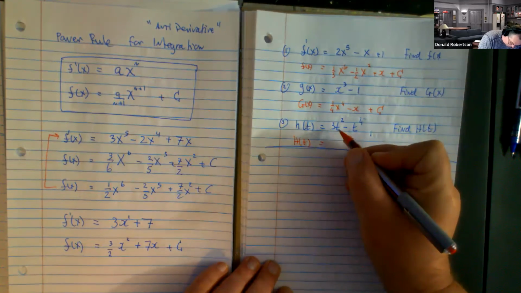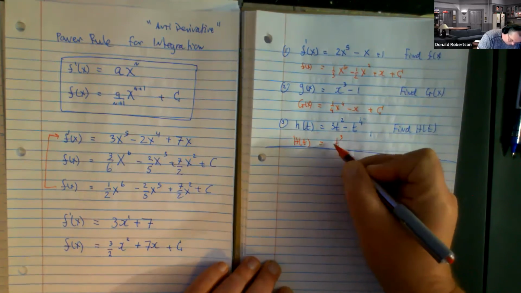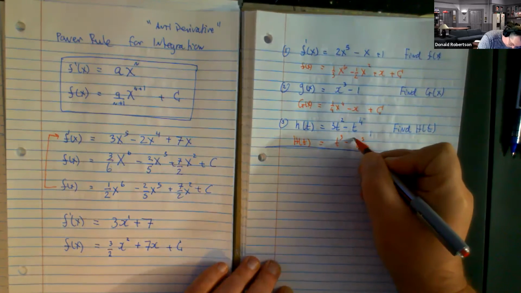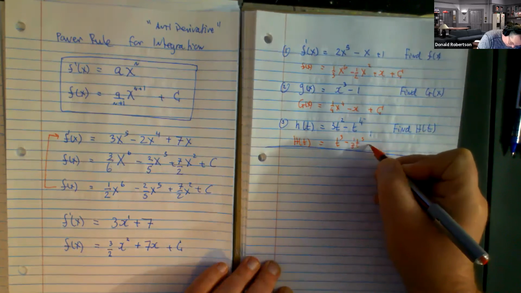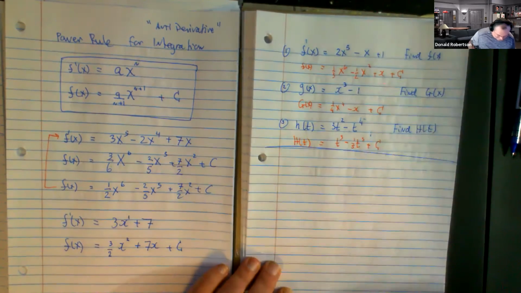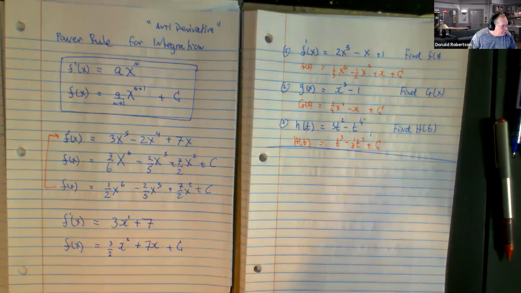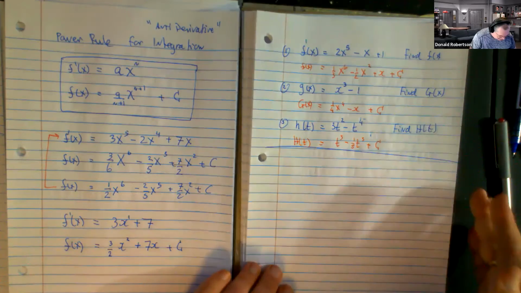Okay, last one. Add 1 to the power, divide by the new power. We've got it. So hopefully you were getting the same answers, right? We call this process that we've just done finding antiderivatives.